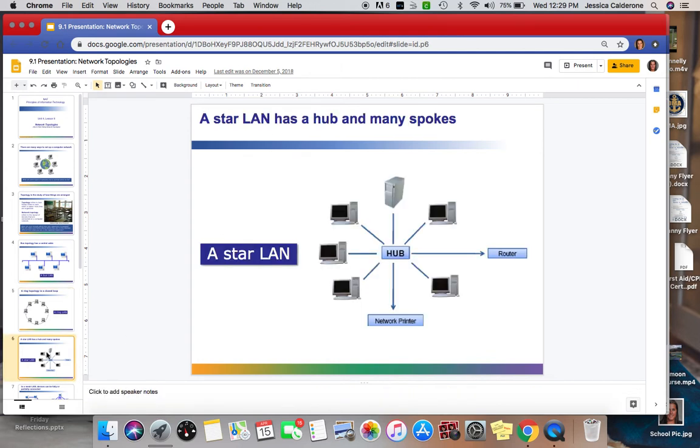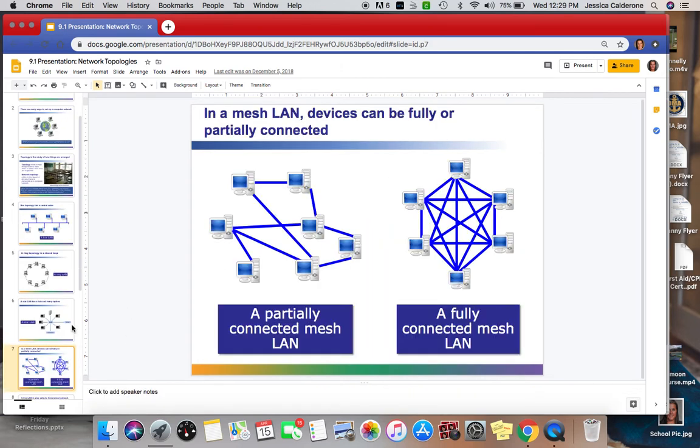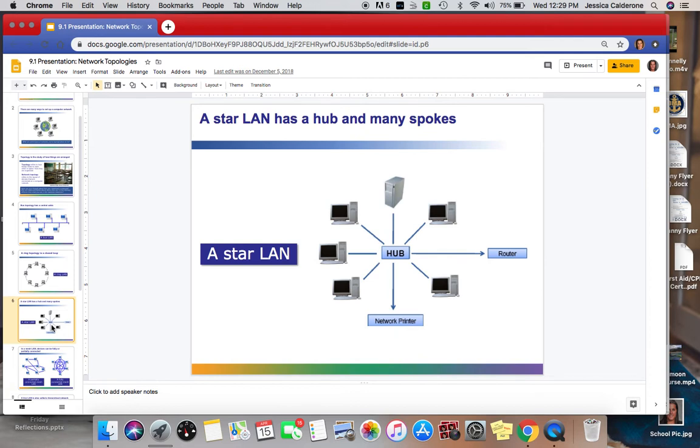Okay, our next topology you're going to write down is a star LAN. LAN, you guys should know, stands for Local Area Network. It has a hub and many spokes, as you can see here. This is the most common type of network topology today. It's easy to think about it kind of like a bicycle wheel and the spokes. There's one central node, which is the hub, and each computer connects to that hub individually. So it's not going through, like, the ring or the bus. Each computer is connected to that central hub.